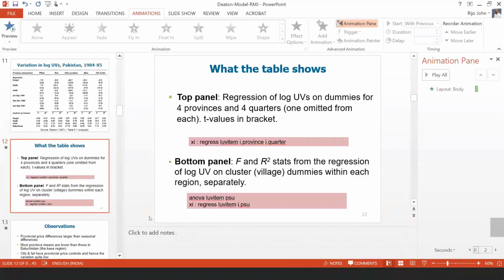This basically just shows the Stata command for doing that. For the top panel, you can simply do a regress command, regress log unit value, LUV item, against provinces and quarters, with the i. prefix, since these are two factor variables. So you can simply do the regression. You can also do an ANOVA, which should give you identical results. Both are shown here.